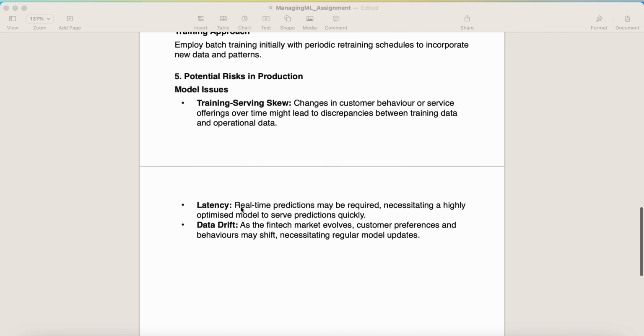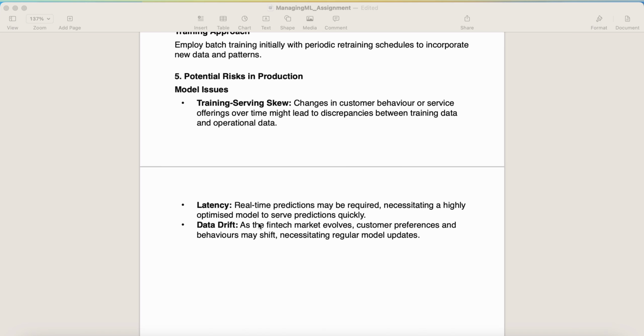Latency: this needs to be real time predictions, so the model needs to be highly optimized, right? If we are able to predict on past data but we are not able to update it on time, or the model does not predict at a real time kind of requirement, then the model does not meet its requirements.